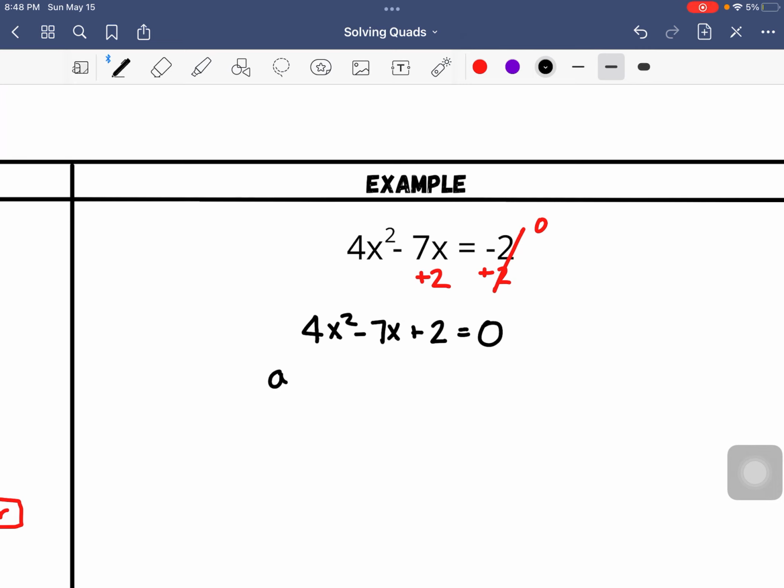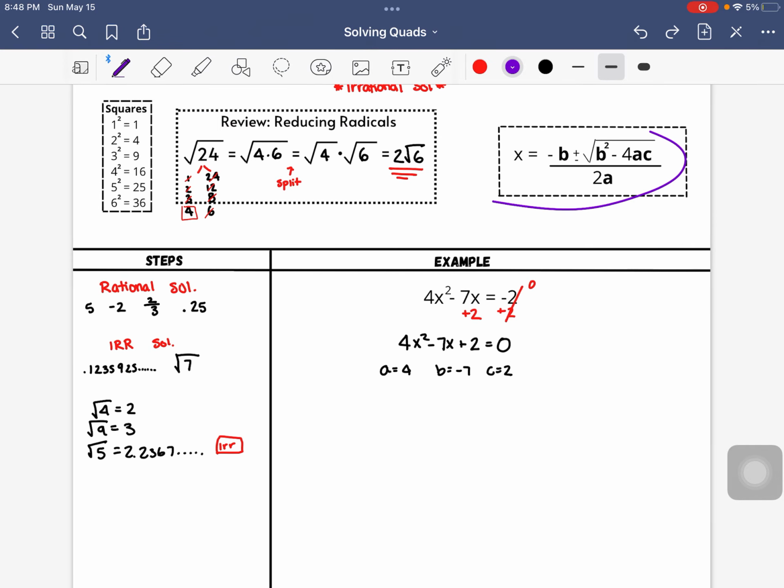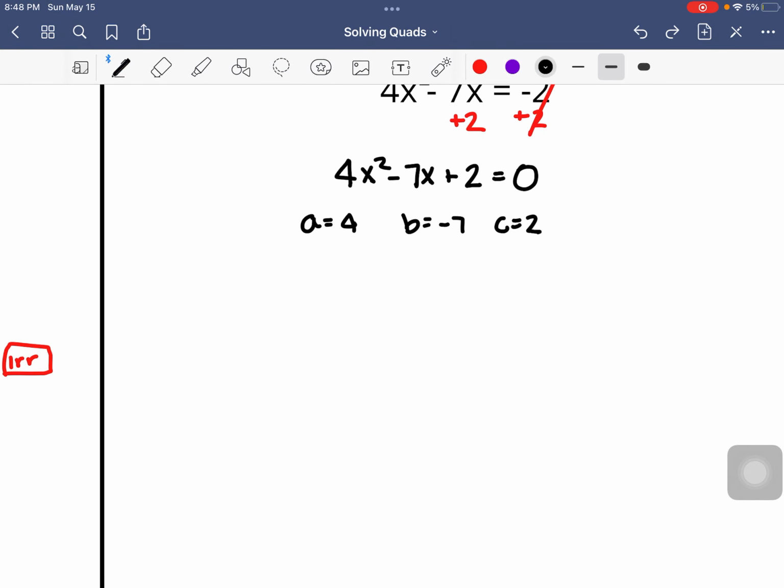Next step, I have to identify A, B, and C. So A is 4, B is -7, and C is 2. Now, for the rest of the video, I'm going to go a little faster because you should know this by now. I have the formula written up here for you in case you need it. So I'm going to plug it in.